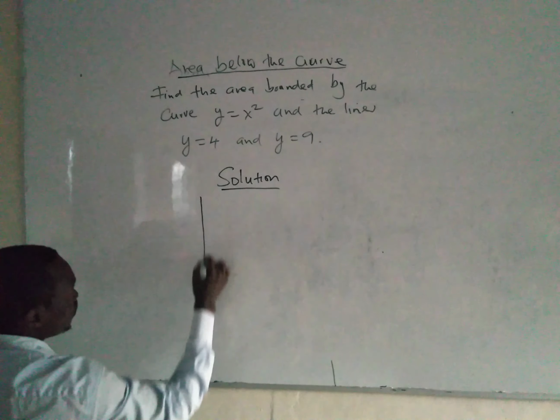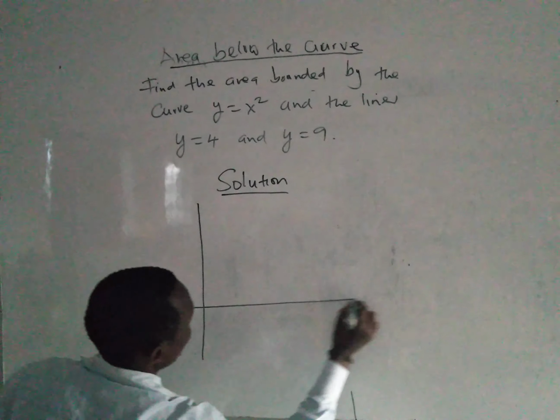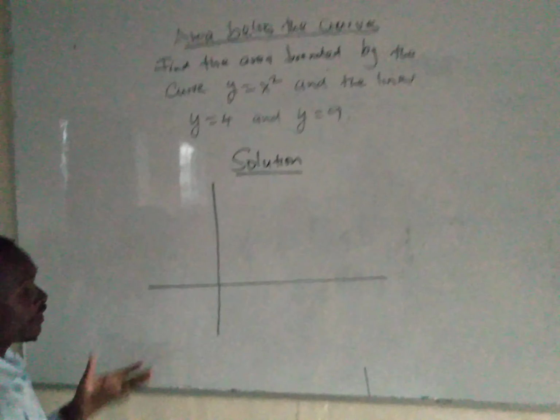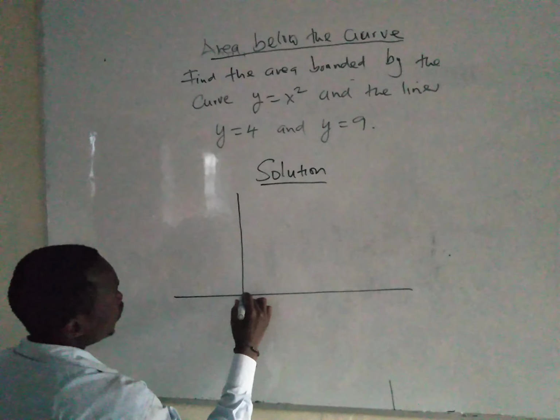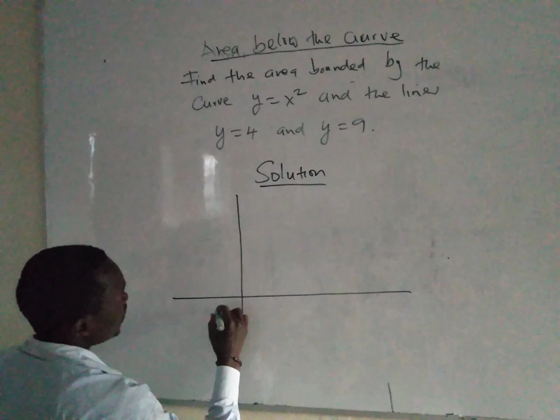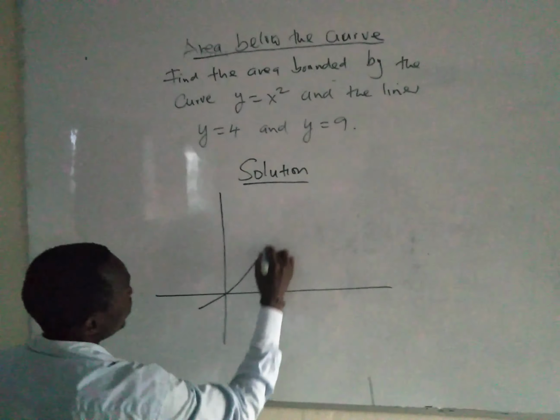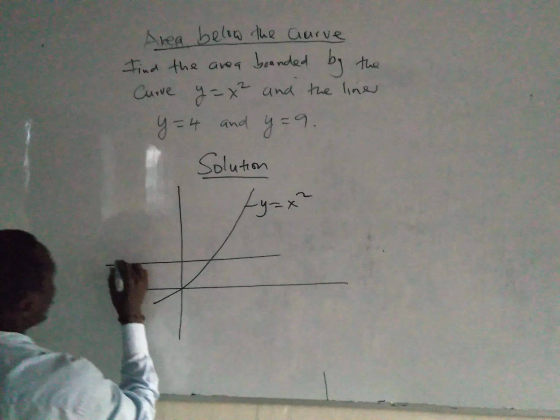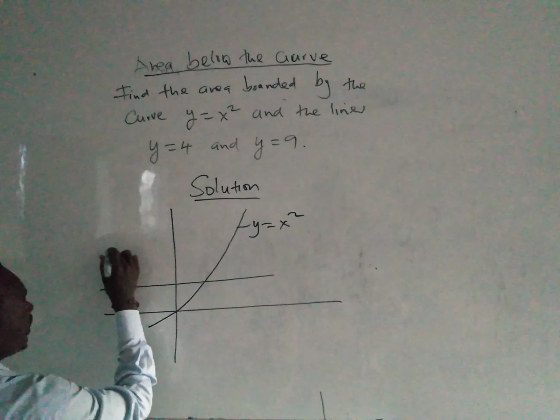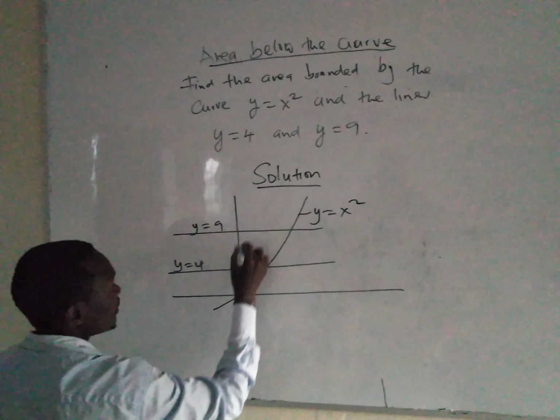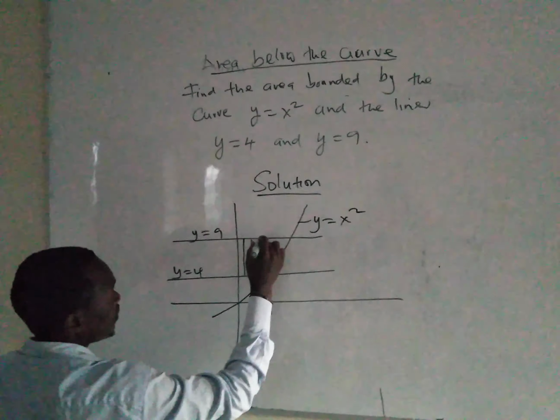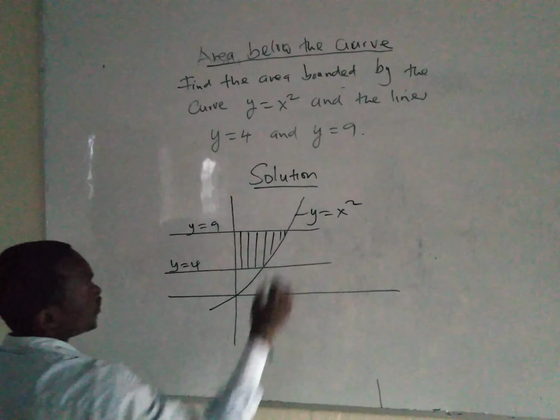So I'm going to first of all sketch the curve and the two lines so that we can have a geometric intuition of what we are asked. The curve y equals x squared looks like that. So this is y equals x squared. And then we have the line y equals 4, and another line here, y equals 9. And so we have this area here, which we are told to determine.